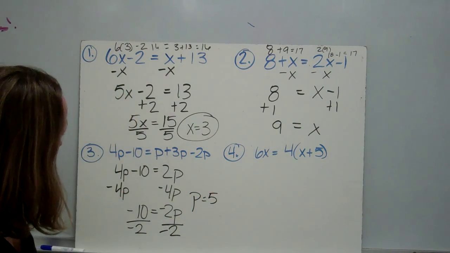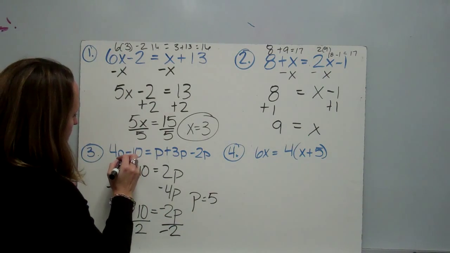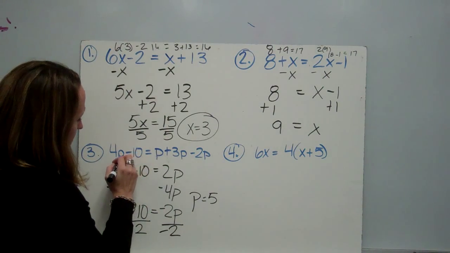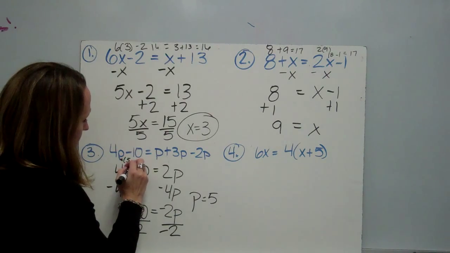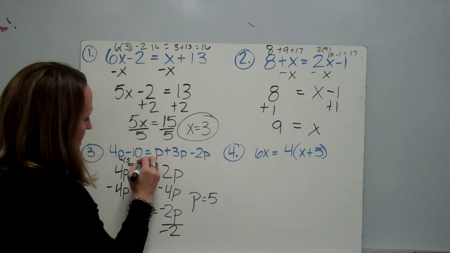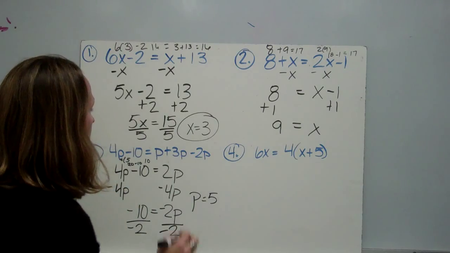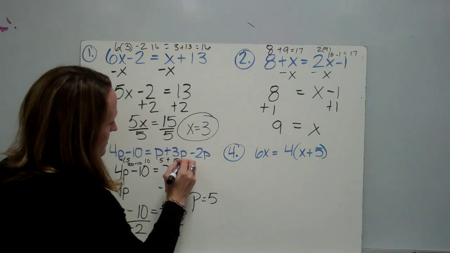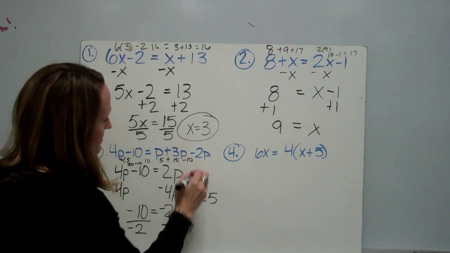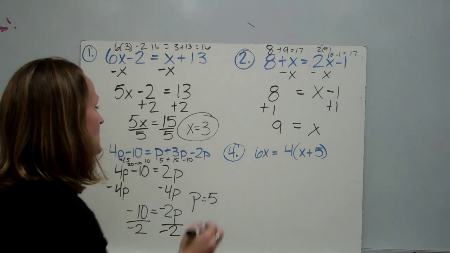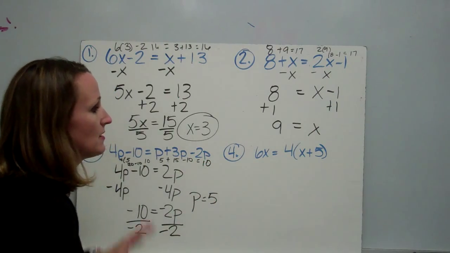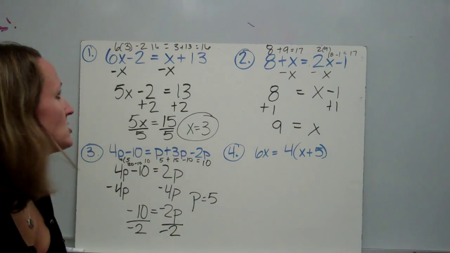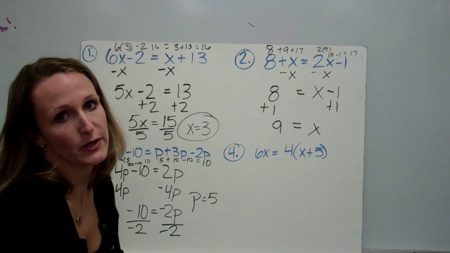Oh, well, this should be fun to solve. So I'm going to do 4 times 5, which is 20 minus 10. So on this side I get 10. Now over here, I'm going to have 5 plus 15 minus 10. So 20 minus 10. So over here I also got 10. Everything works.